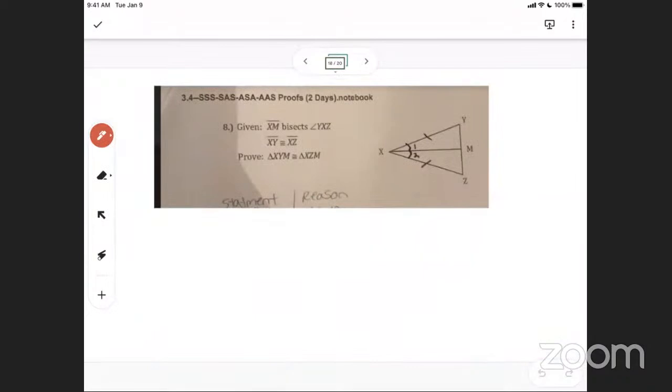All right, let's try this next one. So again, let's come up with a plan. It looks like you already wrote out this one a little bit. XM bisects YXZ. So if it bisects that, you know that angles 1 and 2 are equal to each other. That's what bisects means, right? Yes. And they also told us that XY is congruent to XZ. So I see that I'm going to have an angle and I'm going to have a side. What else do I need?